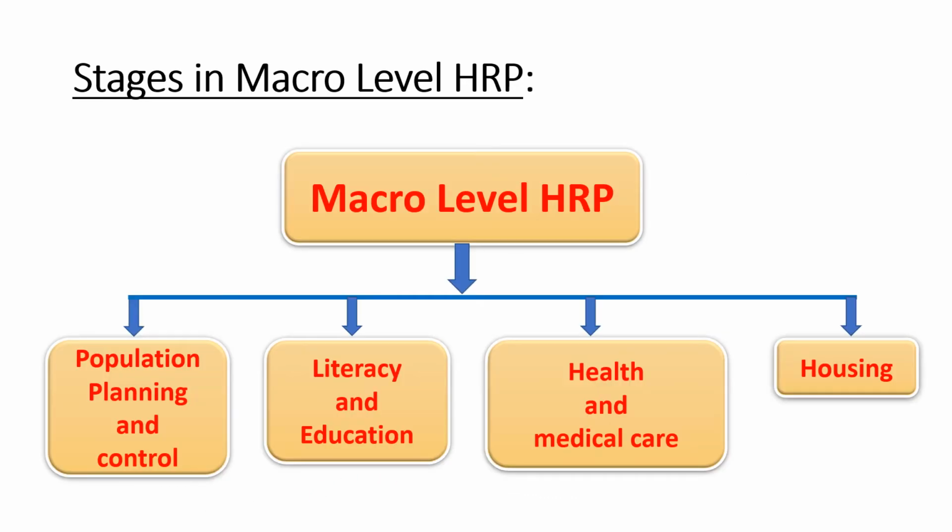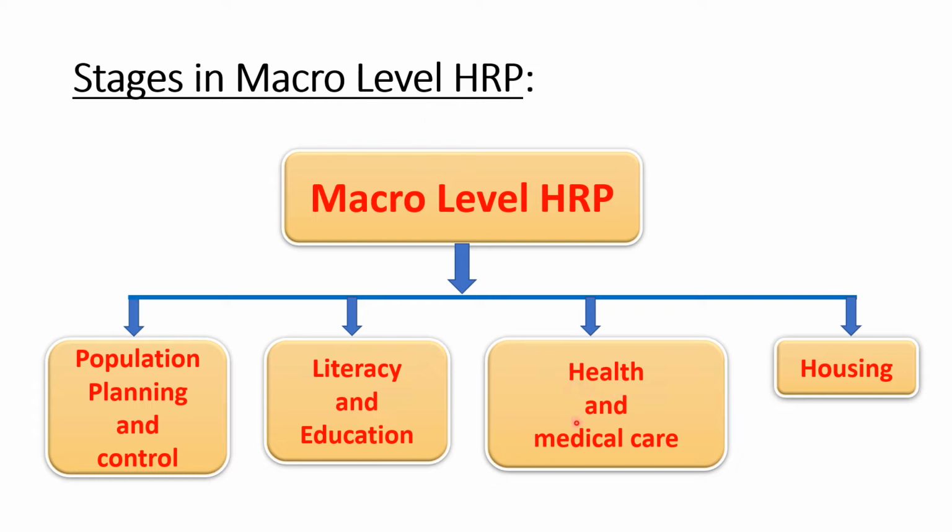Now coming to the stages in macro level HRP. The macro level HRP consists of these types of planning. First is population planning and control. The national or state government will look after this, that is population planning and how to control it. Next is the literacy and education of children and young adults.